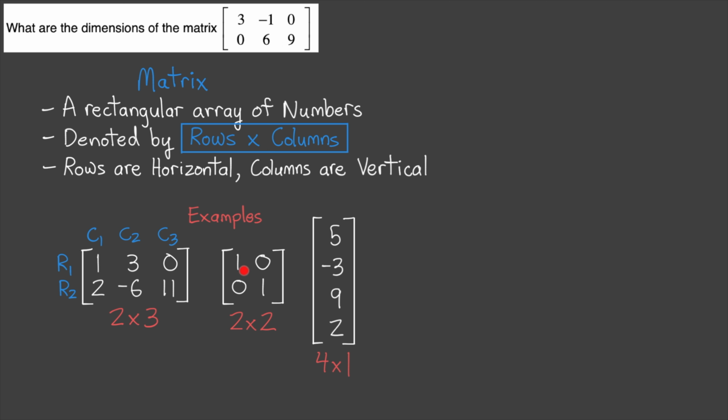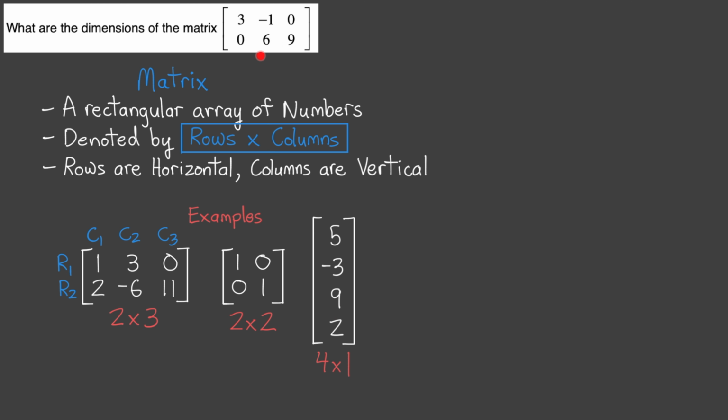Here we have 2 rows and 2 columns. So this matrix is a 2 by 2. And lastly, we have row 1, row 2, row 3, and row 4. So we have 4 rows, then we have 1 column, so it's a 4 by 1.